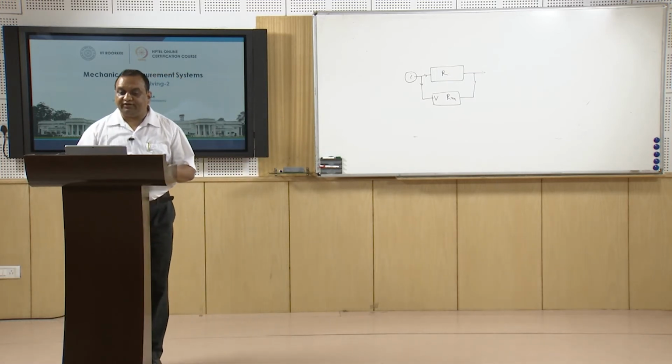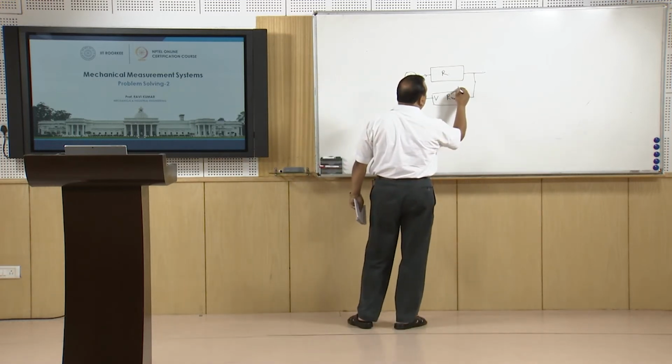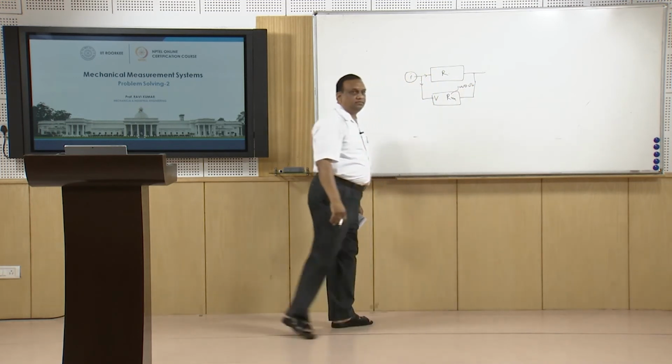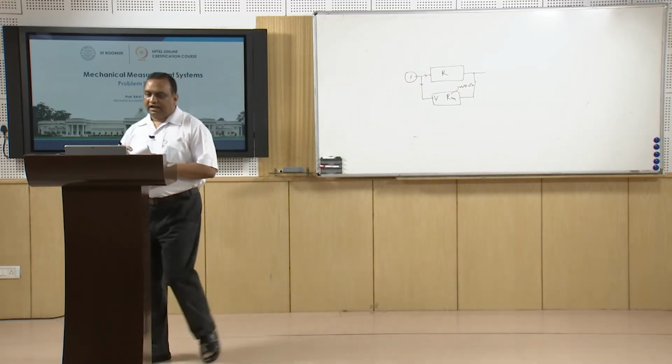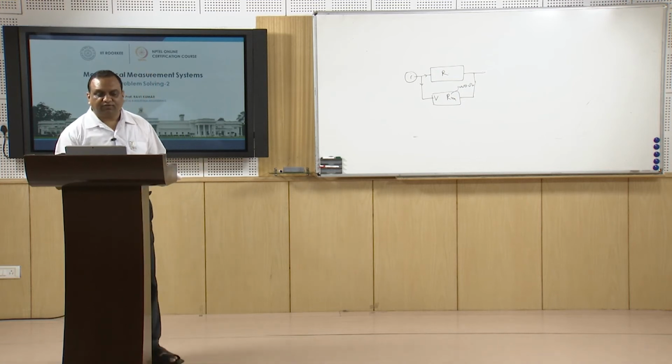The voltmeter has internal resistance 1000, so this Rm is 1000 ohms. Calculate the nominal value of the power dissipated in R and the uncertainty for the following conditions.